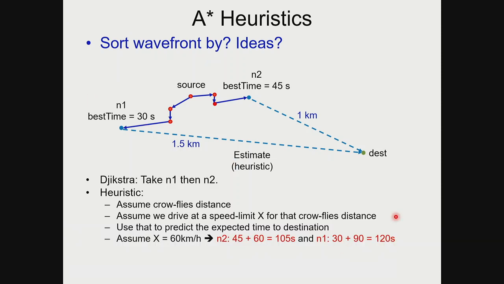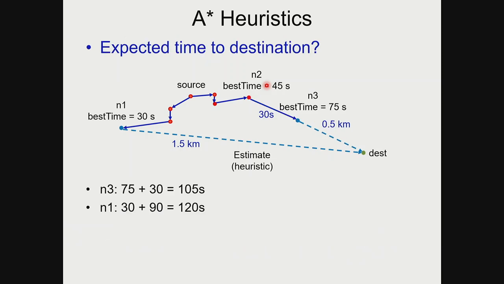So right now, what are we going to choose first? We're going to choose N2 because it has an overall approximate travel time that is less than N1, right? So with Dijkstra, we are choosing N1 first, while with this approach, we are choosing N2 first. Now, is this correct or not? We still don't know, right? But let's say that we took N2 to be our next node to test upon, okay?